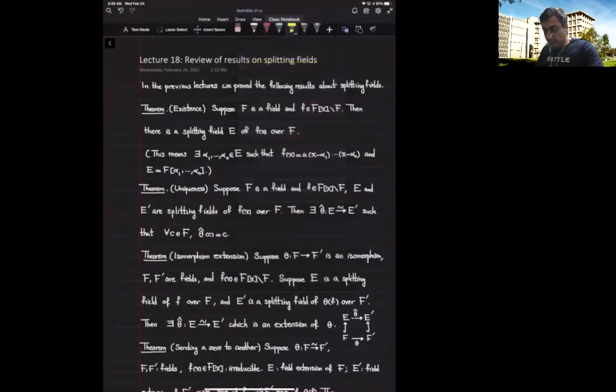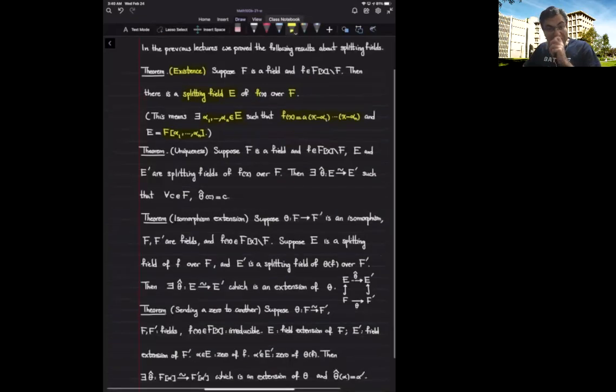That means that we can find a field extension E that contains elements alpha 1 dot dot dot alpha n that are degree 1 factors of this polynomial f, which means f can be written as a product of these degree 1 factors, and E is the smallest field that contains these zeros, meaning if I start with capital F and add the zeros alpha 1 dot dot dot alpha n, I'm going to get the entire field capital E. In that case, we call it a splitting field of the polynomial f over the base field capital F. And we showed the existence of such a field extension.